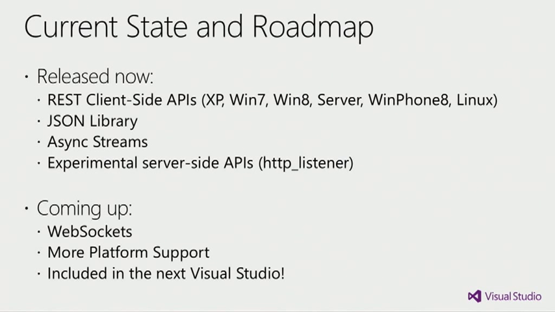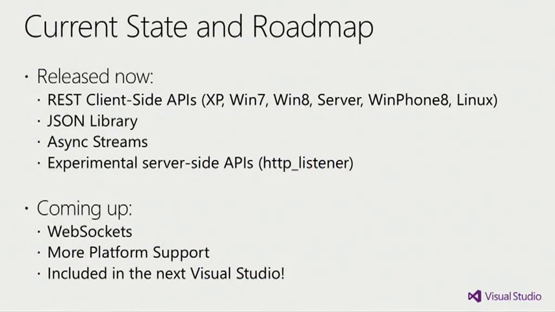So what's the current state and what's the roadmap here? We have what I just showed you. We have client-side APIs on XP and forward. It includes Windows Phone 8, Linux. We have the JSON library, async streams. The streams are memory-based streams and file streams, TCP streams, HTTP streams. We have an experimental server-side API. By experimental, we mean that we still reserve the right to make changes to the API based on user feedback. We're a little bit more mature on the client side.